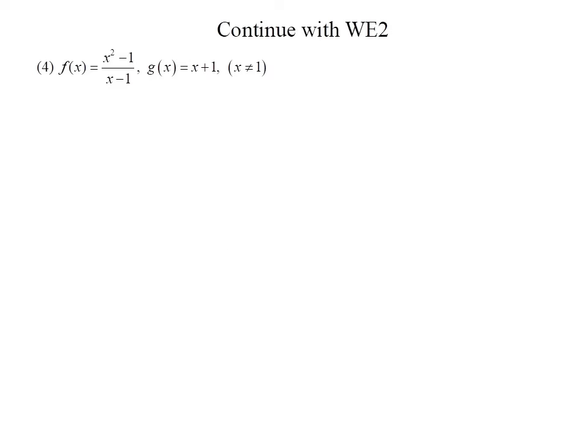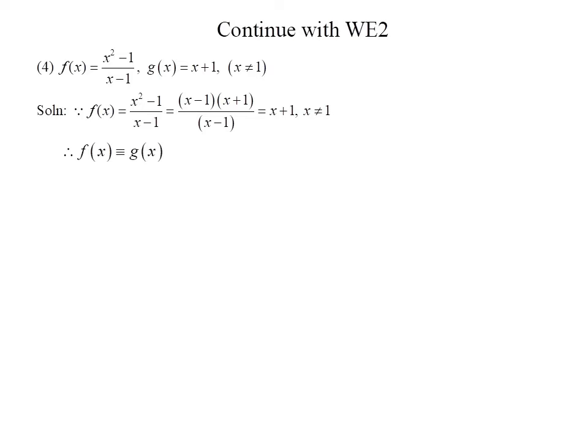Here we continue to work on example 2. The pair in question 4 shows that f(x) equals the quotient of x squared minus 1 and x minus 1, while g(x) equals x plus 1 under the condition that x is not equal to 1. According to the expression of f(x), it can be simplified to x plus 1, and its domain is real number R except the point of x equals 1. Therefore, f(x) is equivalent to g(x). Same rule, same domain and range.